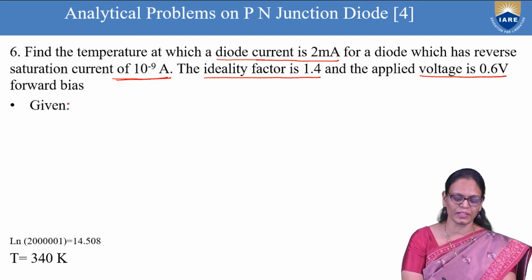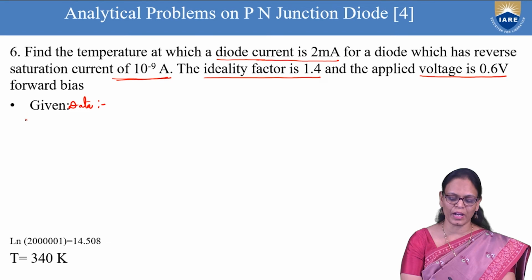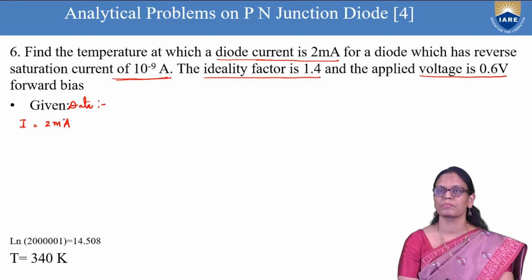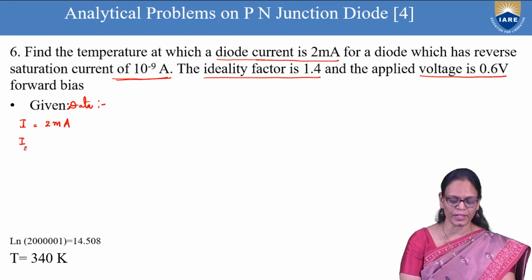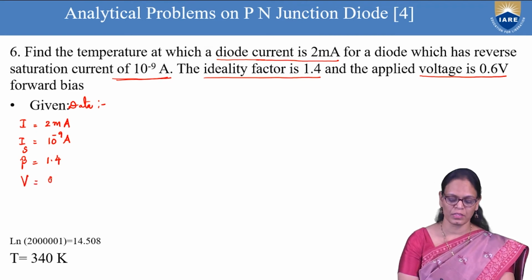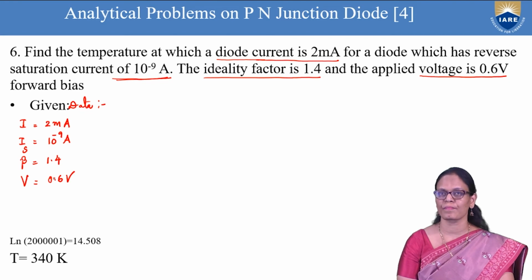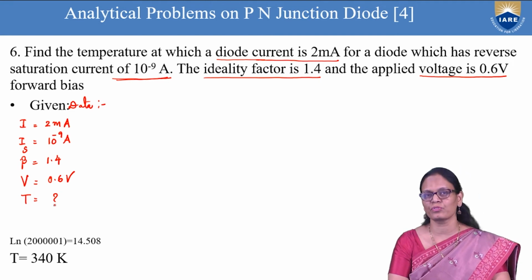So let us write the given data. First, we will write I. I is 2 milliampere. And the saturation current IS is 10 power minus 9 ampere. And the ideality factor beta is 1.4. Applied voltage V is 0.6 volts. What we have to find here is the temperature. T we have to find.